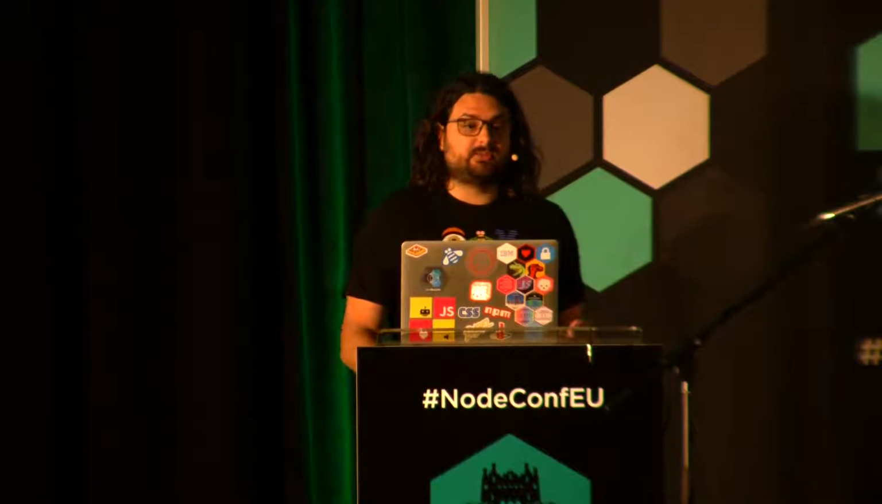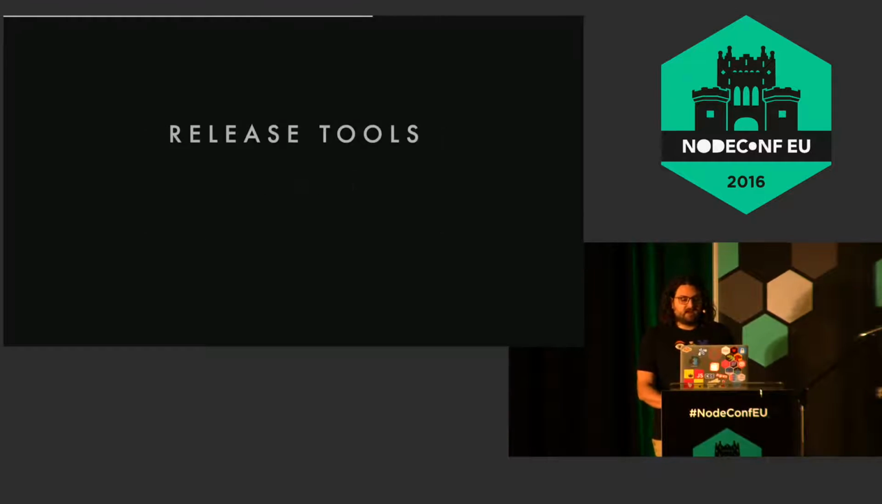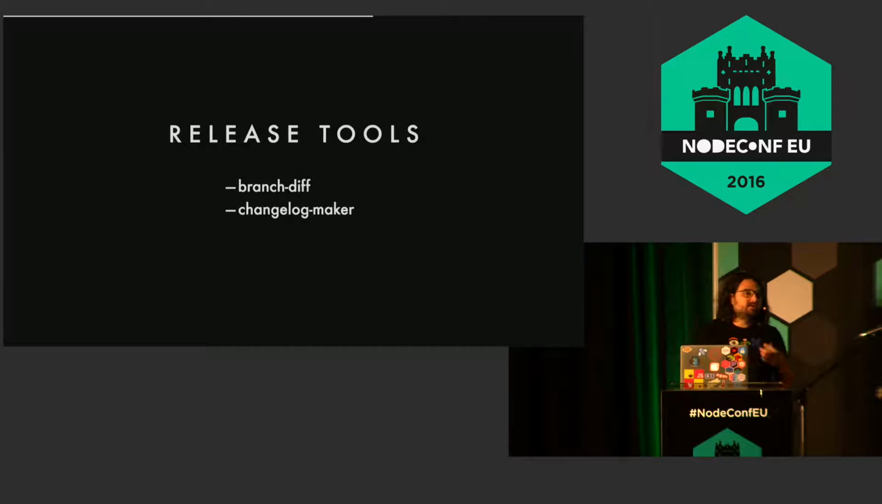We also have tools that we use. Rod Vagg made these amazing release tools, including branch-diff and changelog-maker. So git diff compares trees. Every time you see a SHA in Git, that's representing a tree. It's a whole bunch of different files in the file system. When you're doing a git diff, you're comparing two trees and seeing what the difference is between those two trees.